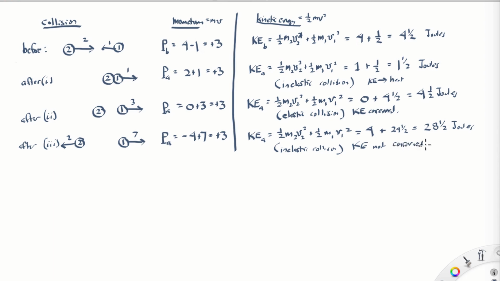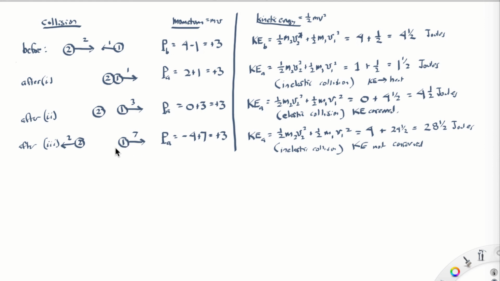Is this a completely unrealistic collision? After all, where could this kinetic energy have come from? Well, this kind of thing happens all the time. So imagine if these two balls, when they're approaching each other, you were to put a little bit of dynamite on the front of each ball. And when they hit, the dynamite explodes and they go flying apart.